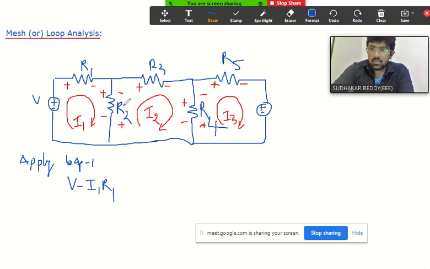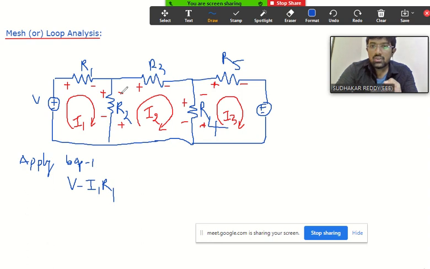Downward direction. What about the I2 current? Is the I2 current moving in upward direction or downward direction? Upward direction. So the I1 current is flowing downward and the I2 current is flowing upward. Now, what is the resultant current passing through the resistor R2? Whether it is I1 minus I2 or I2 minus I1, we don't know.